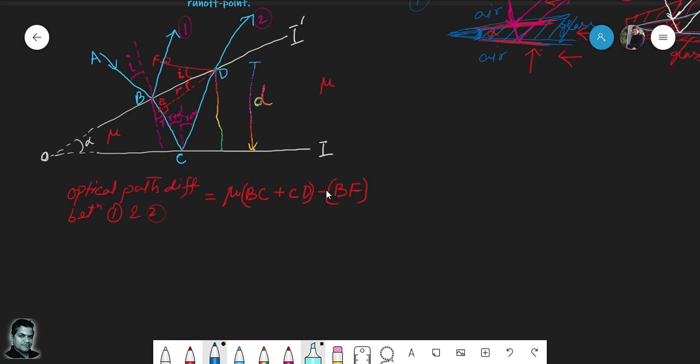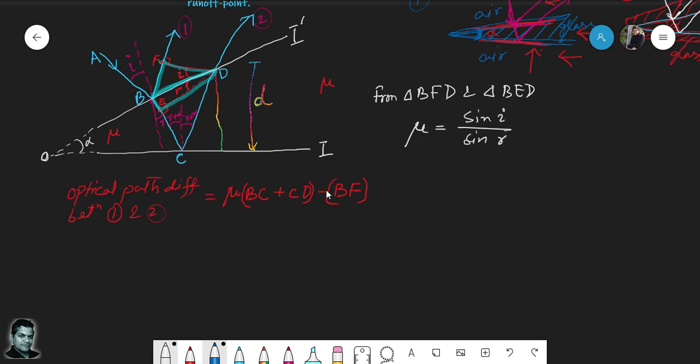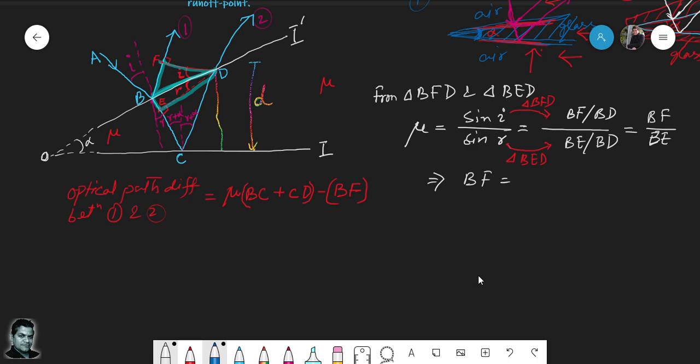Now if we look at these two triangles, BDF and triangle BED, what will we have? Mu is equal to sine I by sine R, Snell's law. From triangle BFD, sine I would be BF divided by BD. And from triangle BED, sine R would be BE divided by BD. From here you get BF by BE. So this would imply BF is equal to mu BE. So that's our first result.